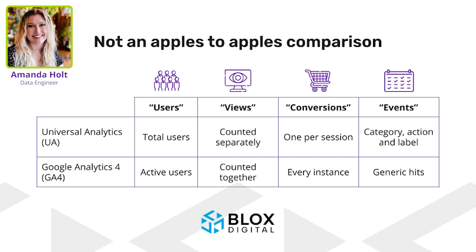Moving on to conversion. In UA, you define a goal, indicating that a particular user action is to be considered a conversion. UA counts only one conversion per session for each goal that you define. In contrast to this, GA4 only supports conversion events as you specify them, and GA4 counts every instance of the conversion event, even if the same conversion event is recorded multiple times during the same session.